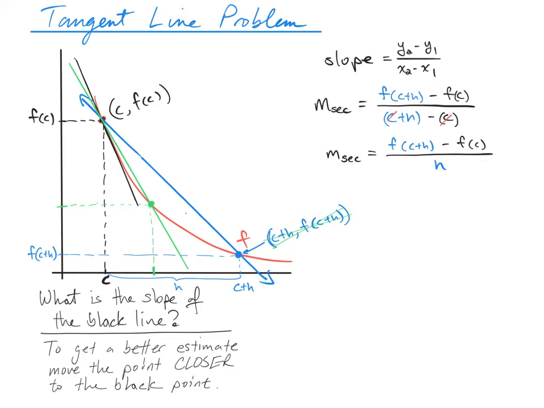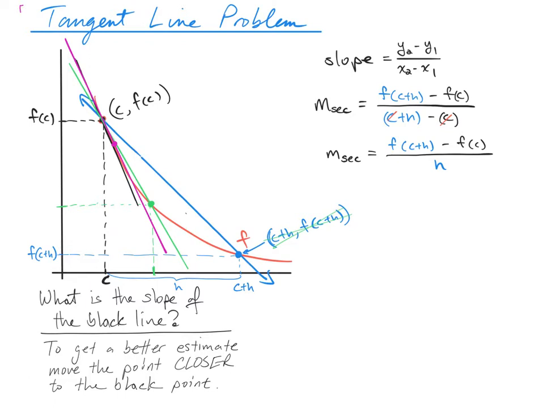Now, as you can see, the slope of this green line is a better estimate for the slope of the black line. If we move the point even closer, you will see that you will get an even better estimate of the slope of the black line.